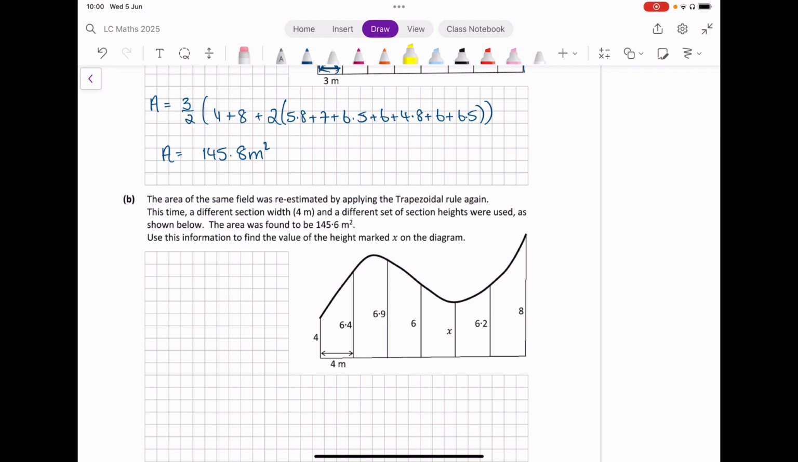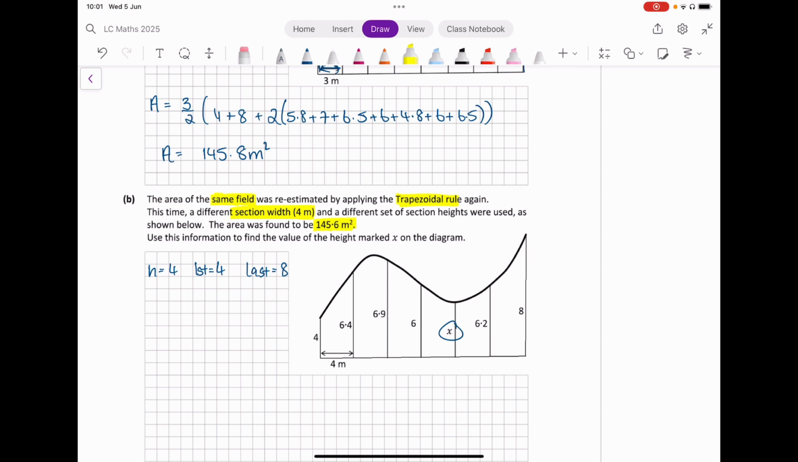Okay. Now, down below here, we have another question, slightly related, but not completely related. It says the area of the same field was re-estimated by doing the trapezoidal rule again, but they're going to do a different section width. So that means that my h here now, in this case, is 4. Okay. My first is still 4. My last is still 8. But the inside ones now are going to change. And you'll notice here that we don't know what one of the inside ones is, but they tell me that it's the same field, which means that it's the same area. Okay?